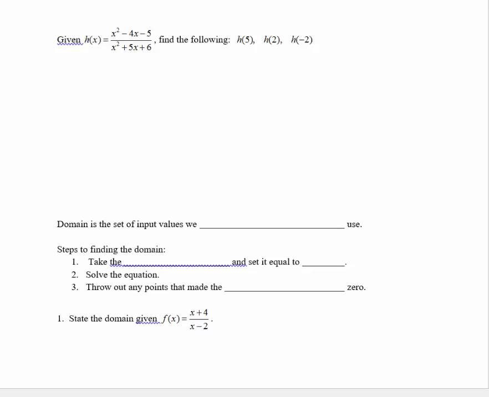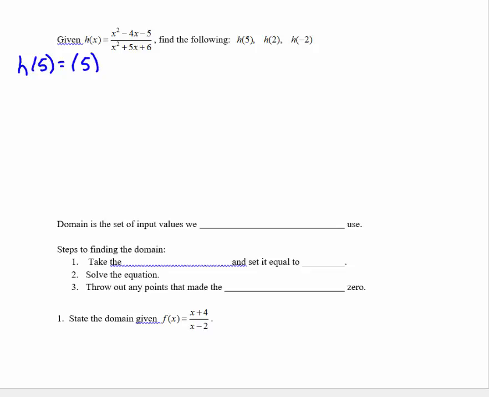So given that h of x equals x squared minus 4x minus 5 all over x squared plus 5x plus 6, I want us to find the following: h of 5, h of 2, and h of negative 2. I'll do the first one for you, and I'll leave you the other two to do on your own. So if I want to find h of 5, that means I'm going to plug in x being 5.